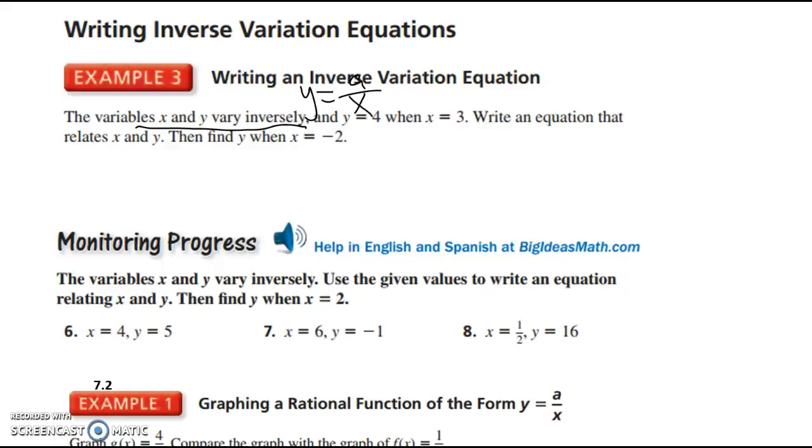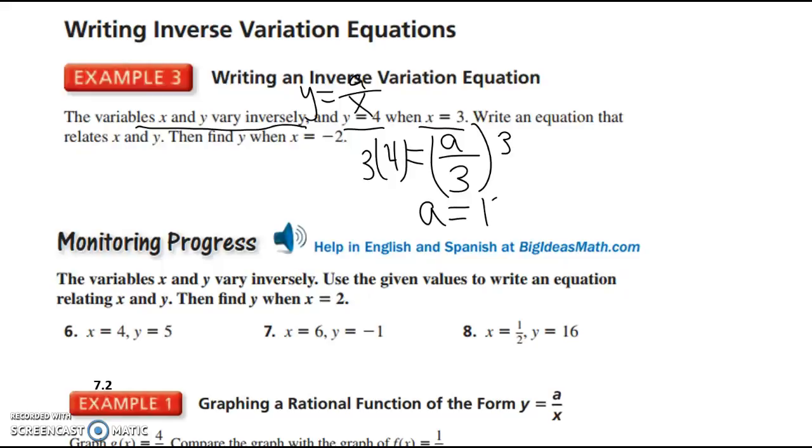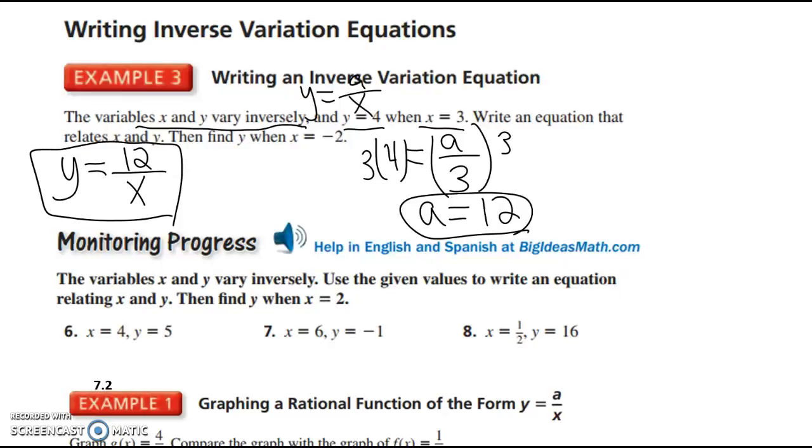So first we want to find a. So y is 4 when x is 3. We'll plug in 4 equals a over 3. So multiply both sides by 3 to get a equals 12. Once we have my a, I can rewrite my equation to say y equals 12 over x. This is my equation that relates x and y.